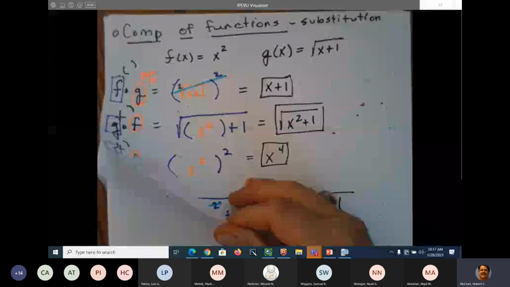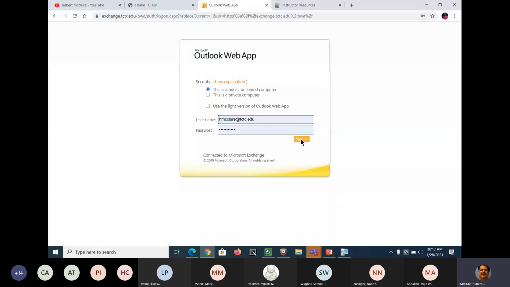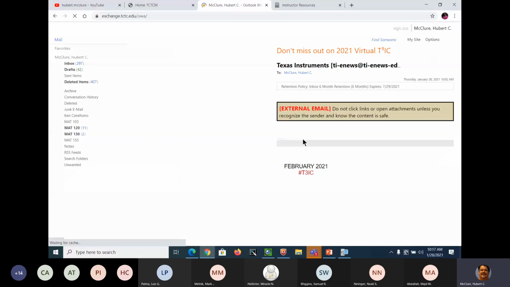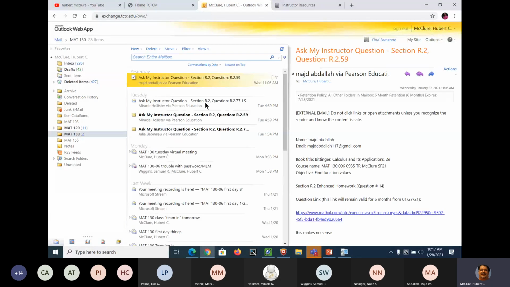Let's look at those homework questions and see if there's any composition of functions. And let's see, this is R2. Oh, wow, look, what a surprise. Tri-County has logged me out. There's an R2. All these are R2s. Okay, so we'll go ahead and check them.